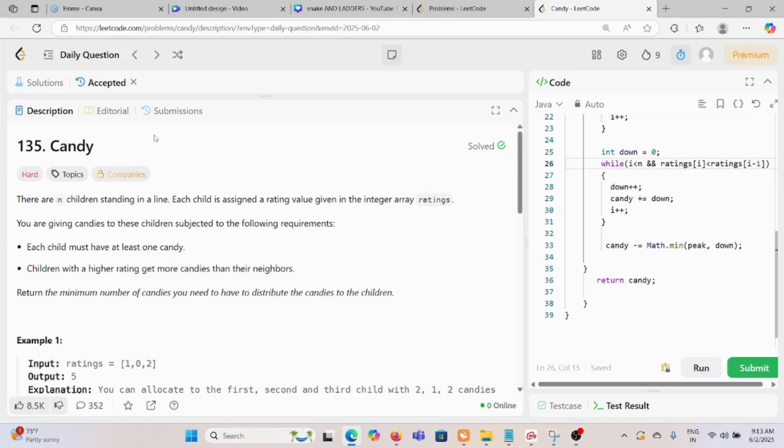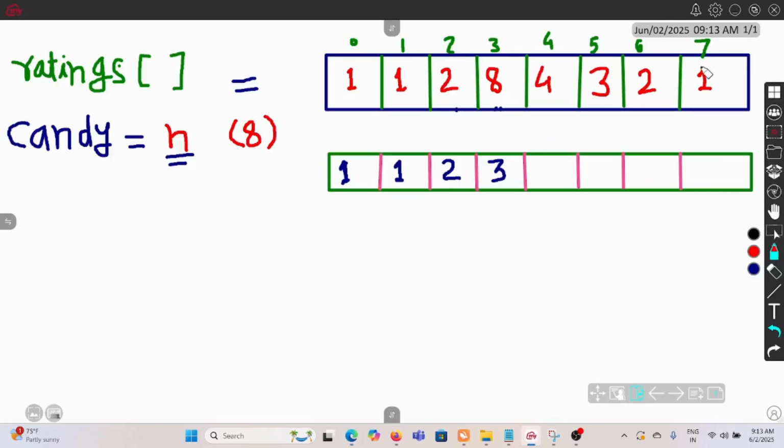Hello friends, so today we are solving the problem called Candy. There are n children standing in a line. Each child has been assigned a rating value given in the integer array. So some ratings array is given to us. You can consider that these are the n children and these are the values in the rating. Child 0 has rating 1, child 1 has rating 1, and like this all these ratings are given to us.